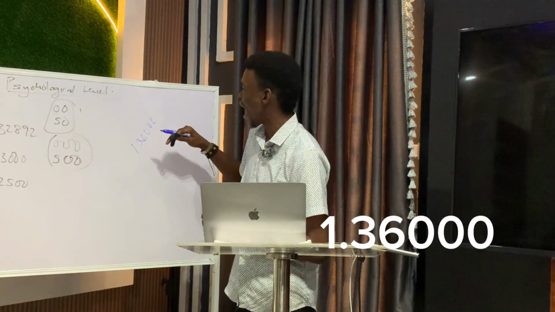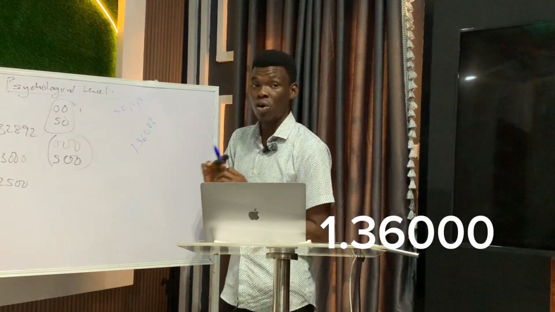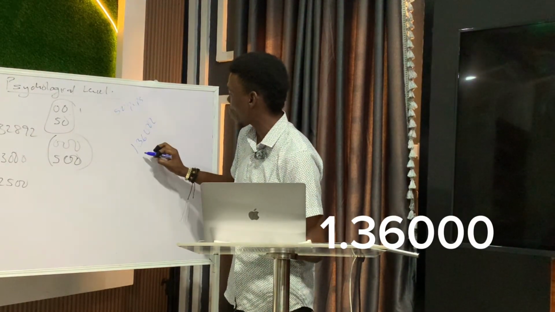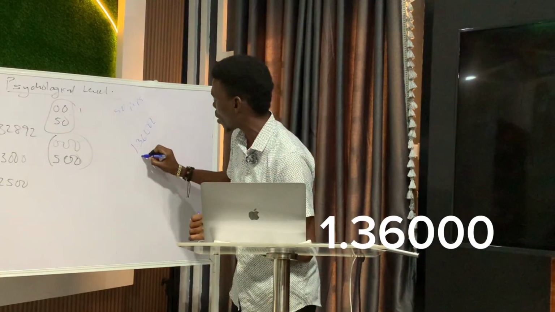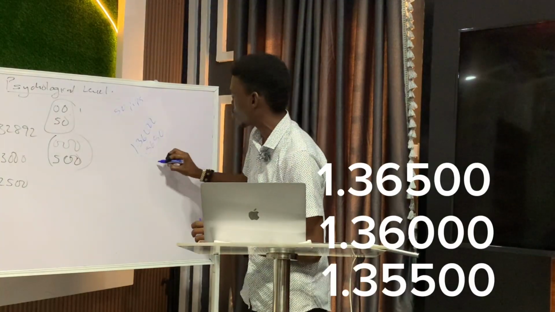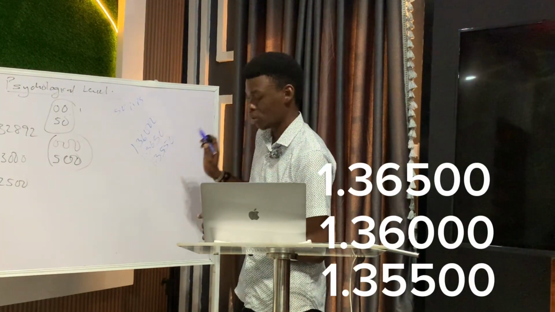If I want to add, and I said we'll be using a 50 pips interval for currency pairs, so if I want to use 50 pips for this, that means the next one above it will be 1.3650, and the one below it will be 1.3550. Do you get that now?